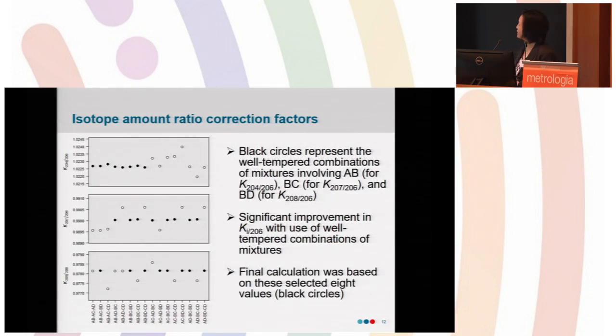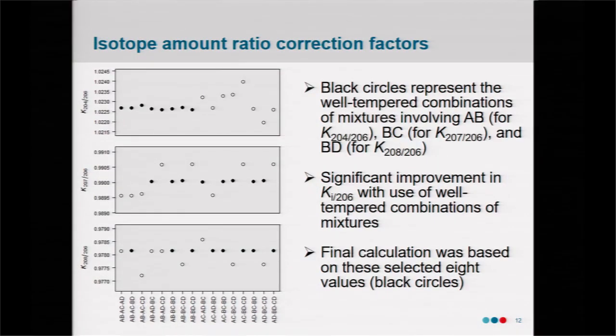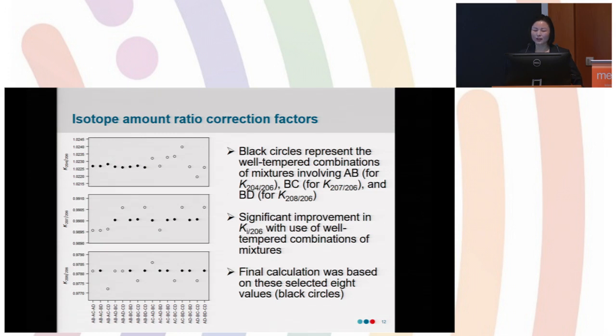So as shown on this slide on your left, you can see the black dots are shown for those well-matched mixtures which use the particular 2 isotopic ratios for that K. For example, AB for 204, 206. As you can see, the data for the black dots is more consistent. So we observed significant improvements when using those 8 combinations. So for our final calculation, we used those 8 values for each K.